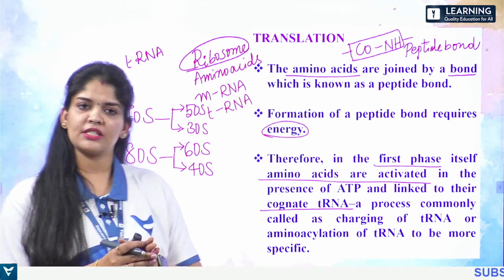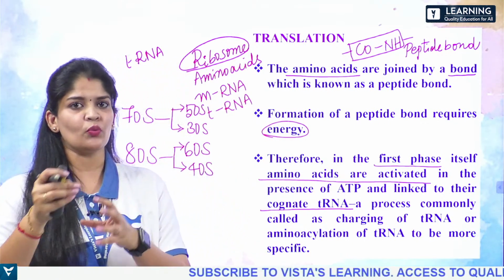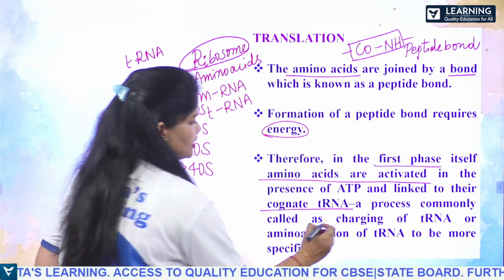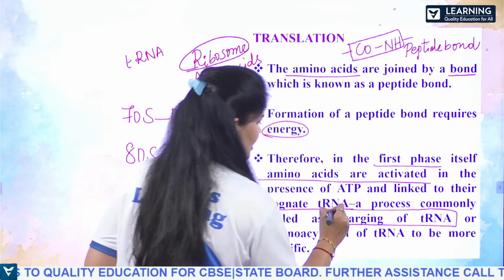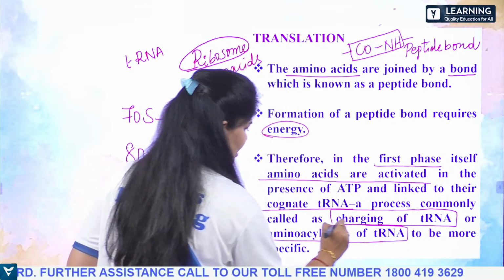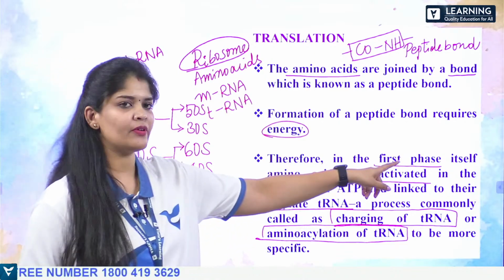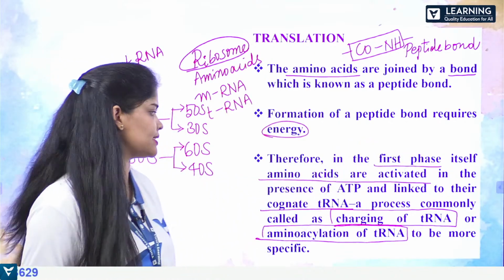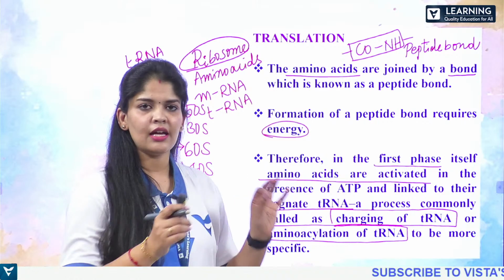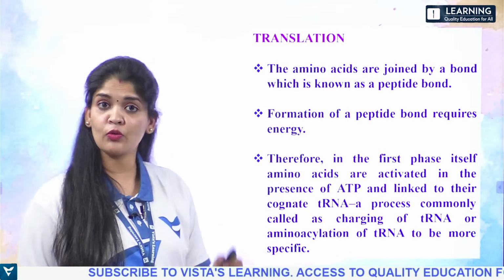And what is this process? Activation of amino acids by using ATP, which then associate with their specific tRNA. All this process we call charging of tRNA, or, to be more specific, amino acylation of tRNA. Amino acylation of tRNA happens in the first phase itself, before proceeding towards protein synthesis. Let's take a look at how this amino acylation of tRNA takes place.